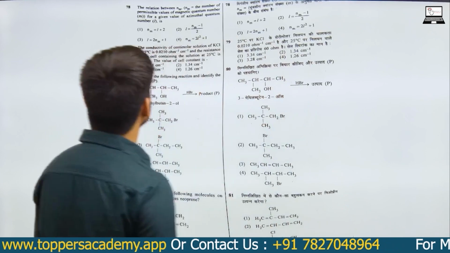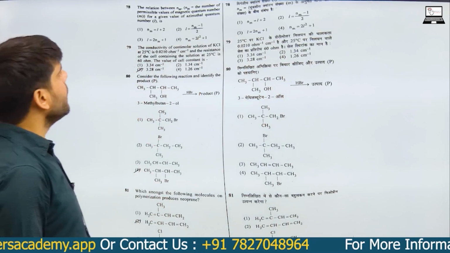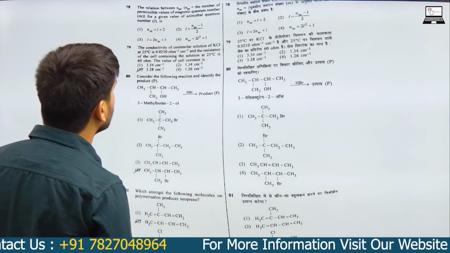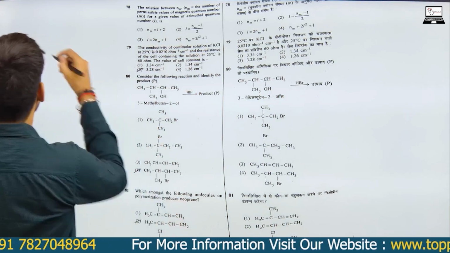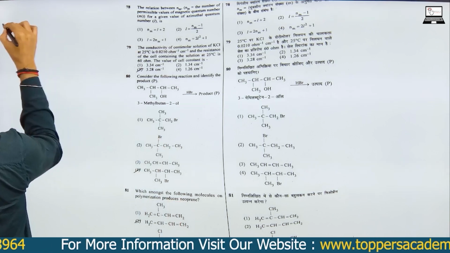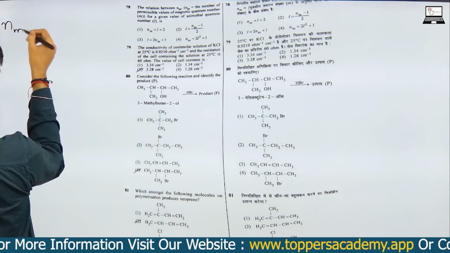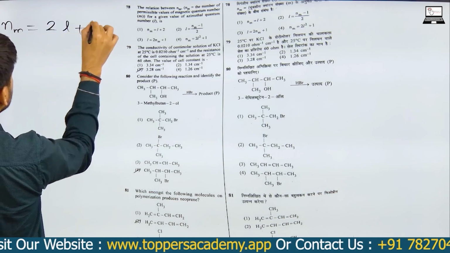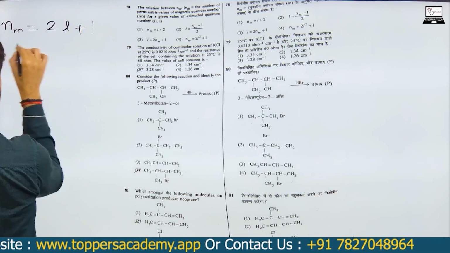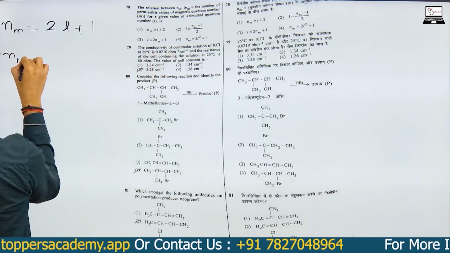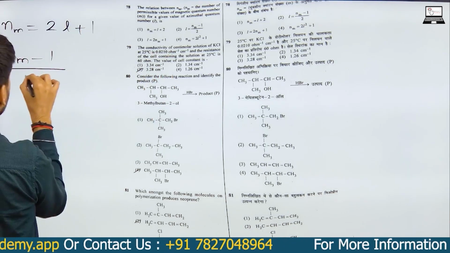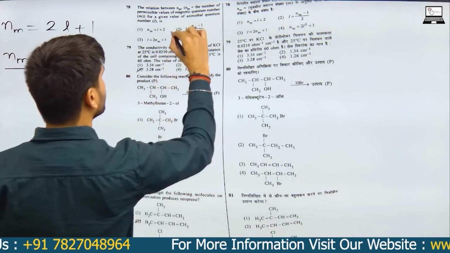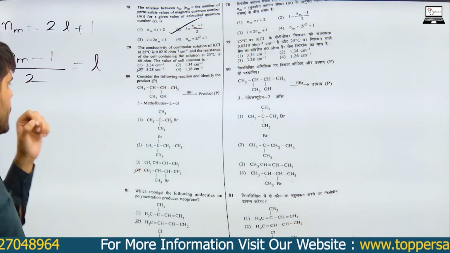The next question is the relation between Nm, that is the number of permissible values of magnetic quantum number for a given value of azimuthal quantum number. A very simple question. We know that Nm, the permissible values of the magnetic quantum number, are equal to 2l plus 1, right? So if you rearrange it, Nm minus 1 upon 2 is equal to l. l is equal to Nm minus 1 by 2. Very simple question.